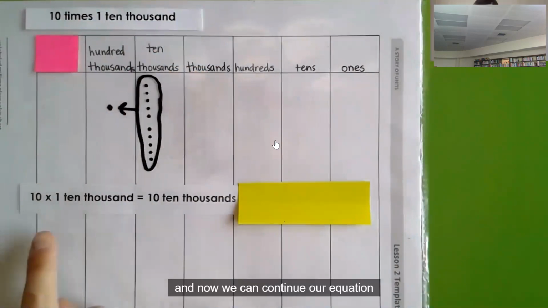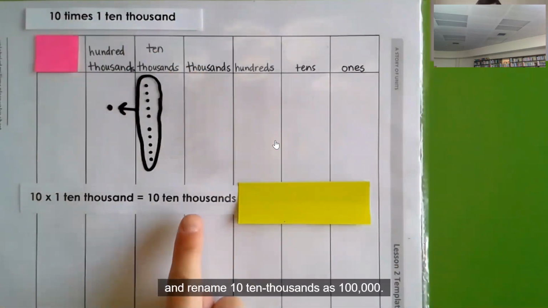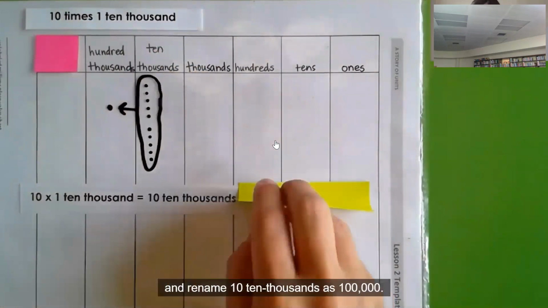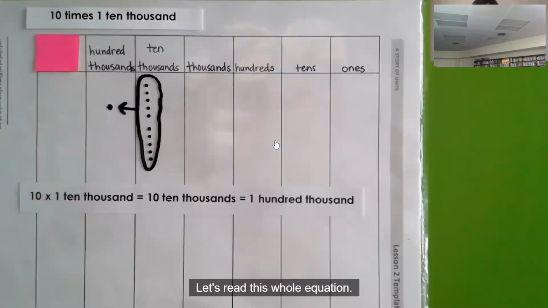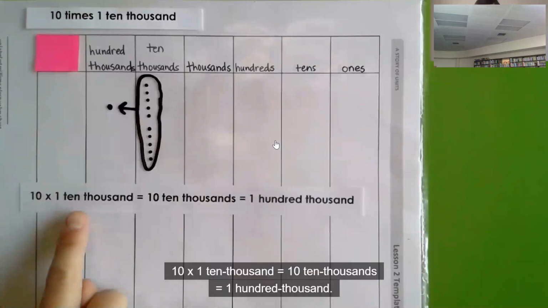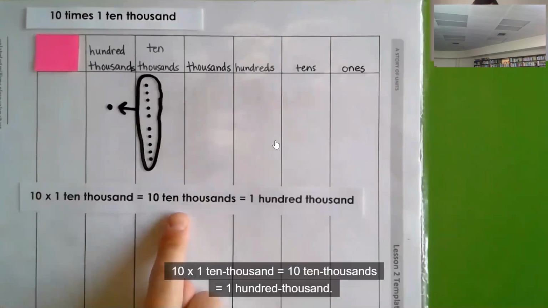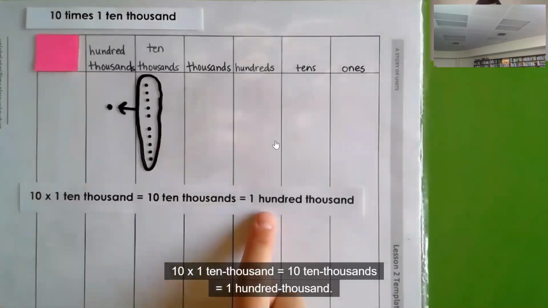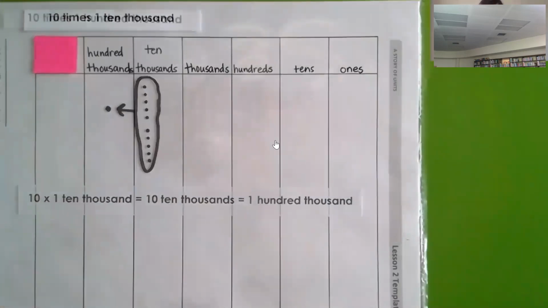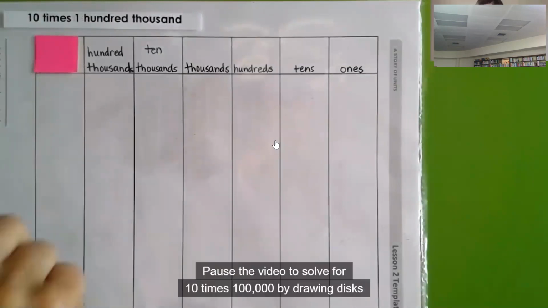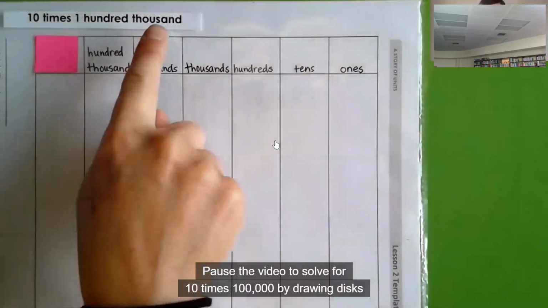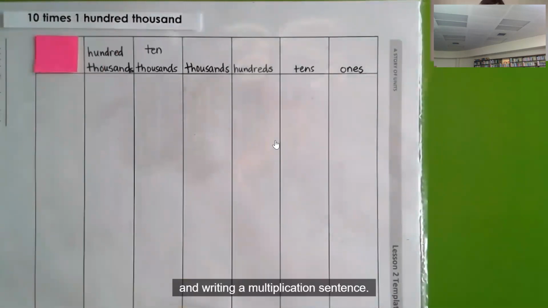And now we can continue our equation and rename 10 10,000s as 100,000. Let's read this whole equation. 10 times 1 10,000 equals 10 10,000s equals 100,000. Let's move another column to the left on our place value chart now. Pause the video to solve for 10 times 100,000 by drawing discs and writing a multiplication sentence.